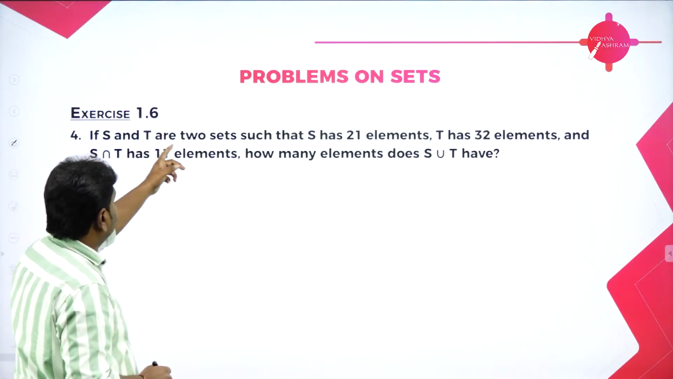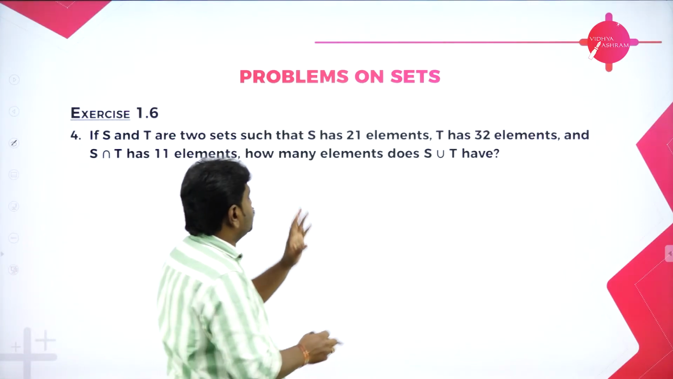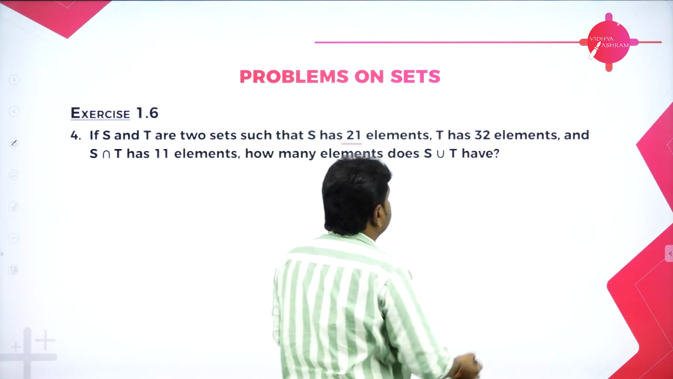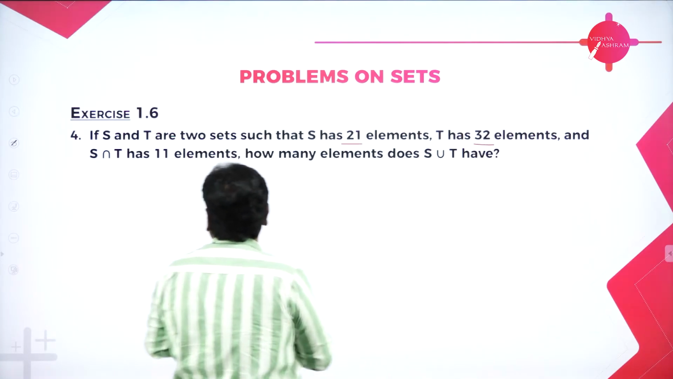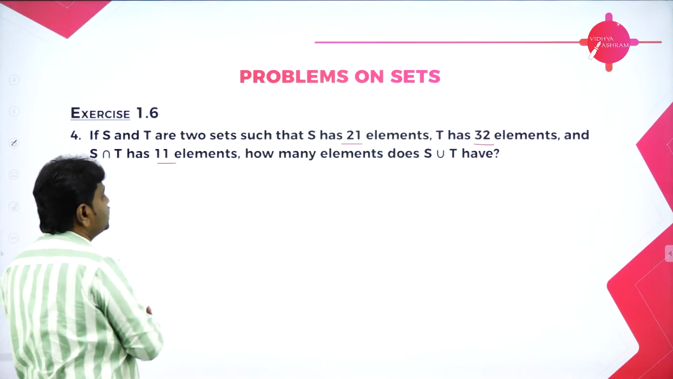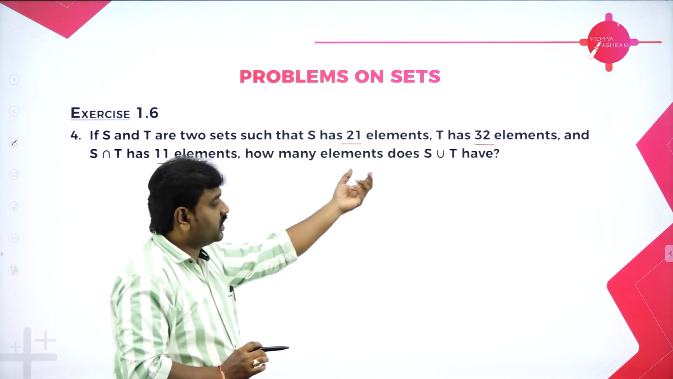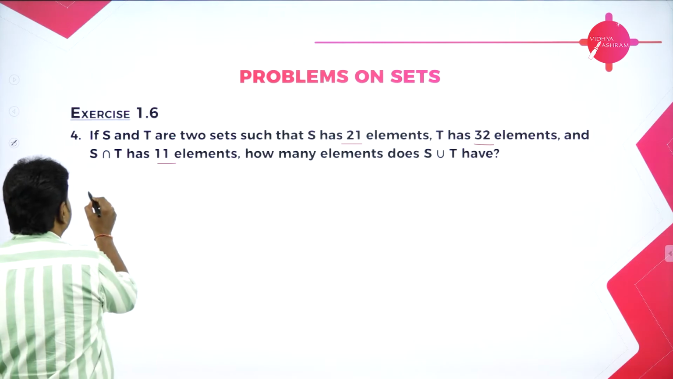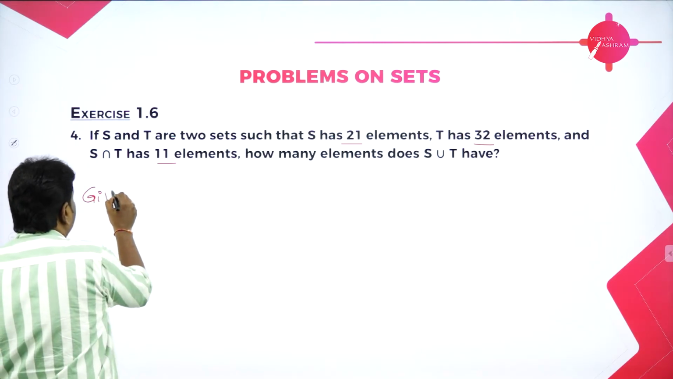S and T are two sets such that S has 21 elements, T has 32 elements, and S intersection T has 11 elements. How many elements does S union T have? So simple. First write what is given and write the formula required.